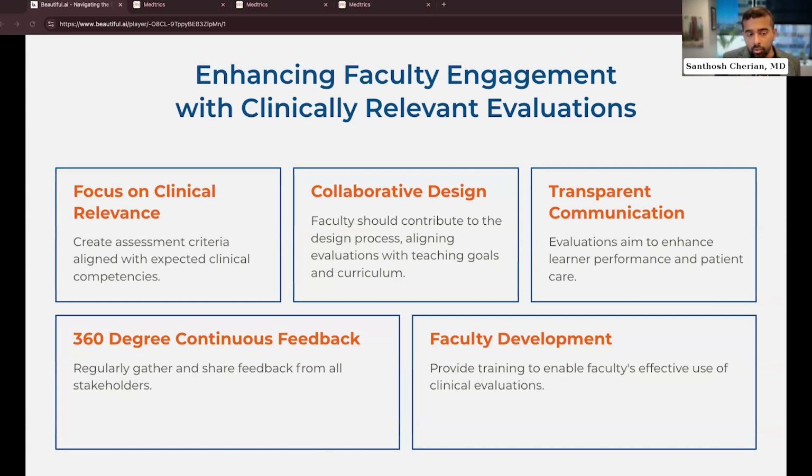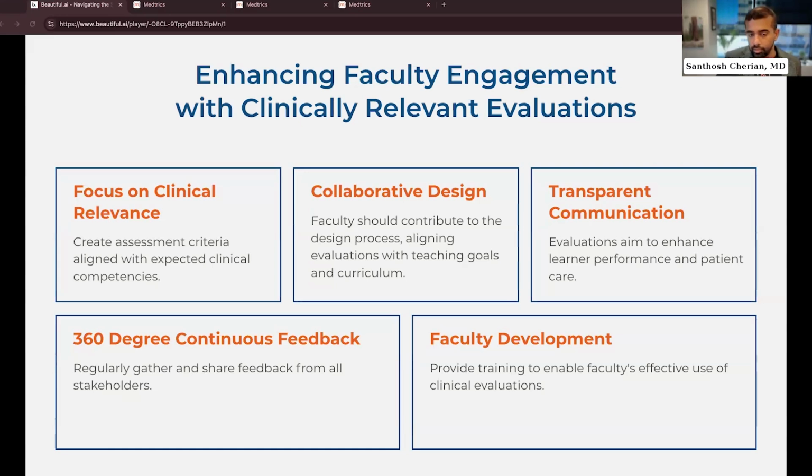Make this more tailored to their specialty. Focus on clinical relevance. Create criteria that's aligned with their specialty, so that it's not some academic jargon pulled onto the form that they don't really have time to read. Make it relevant to their clinical specialty.